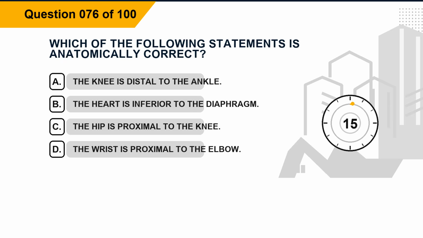Question 76. Which of the following statements is anatomically correct? Option A, the knee is distal to the ankle. Option B, the heart is inferior to the diaphragm. Option C, the hip is proximal to the knee. Option D, the wrist is proximal to the elbow.